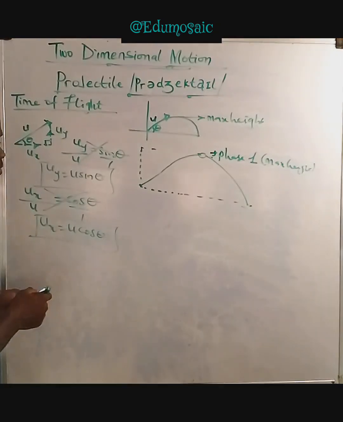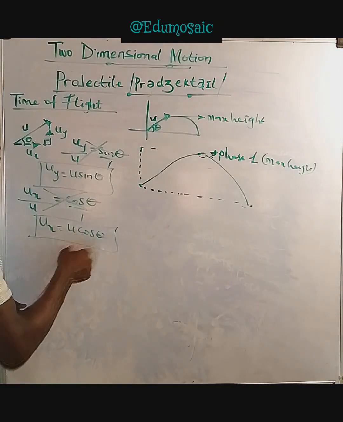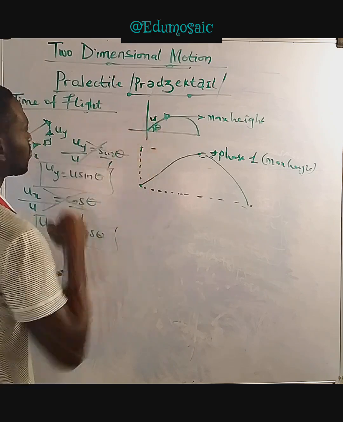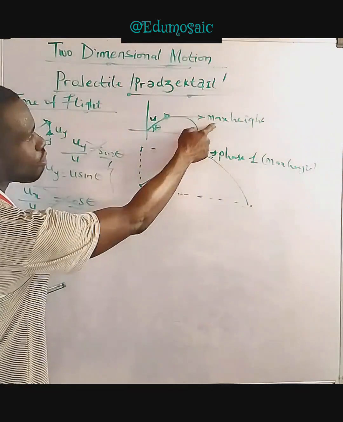It's very simple and practicable. So what do you have here? This u sine theta, this u cos theta. So after I've gotten this, the first thing we're going to get is the time it takes the body to get to maximum height.